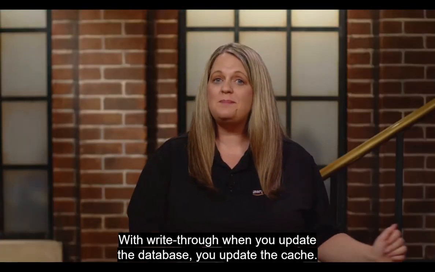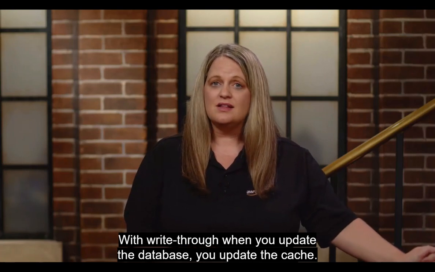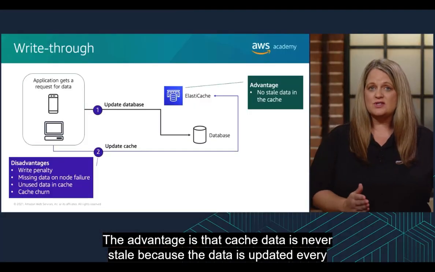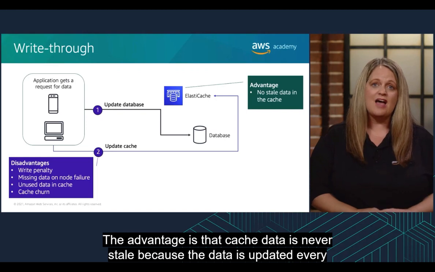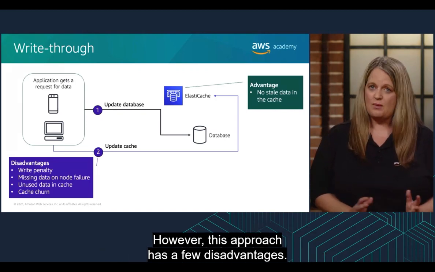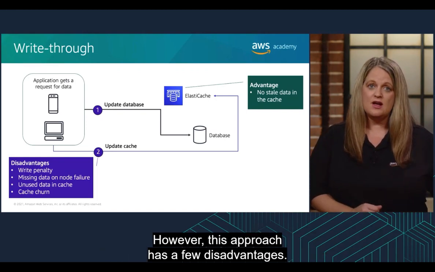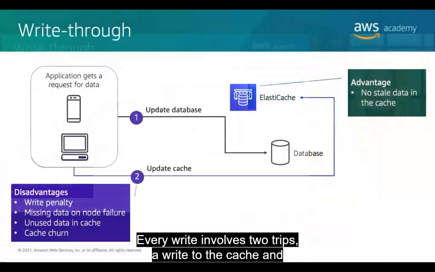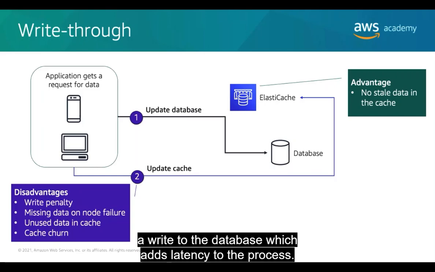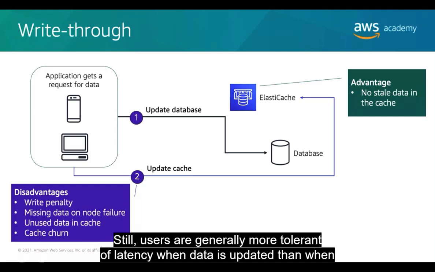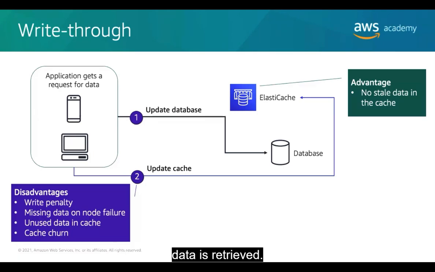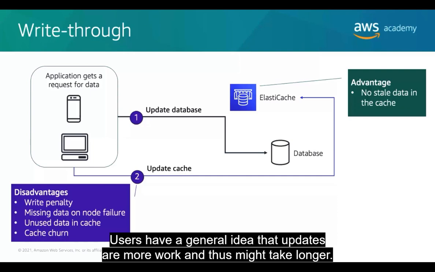With write-through, when you update the database, you update the cache. The advantage is that cache data is never stale because the data is updated every time it's written to the database. However, this approach has a few disadvantages. First is the write penalty. Every write involves two trips, a write to the cache and a write to the database, which adds latency to the process. Still, users are generally more tolerant of latency when data is updated than when data is retrieved. Users have a general idea that updates are more work and thus might take longer.